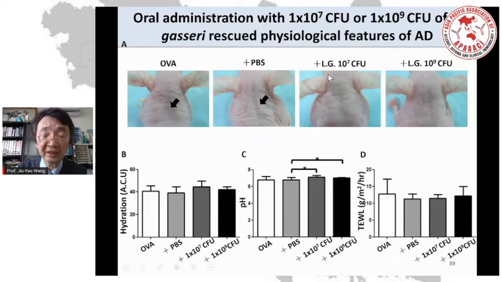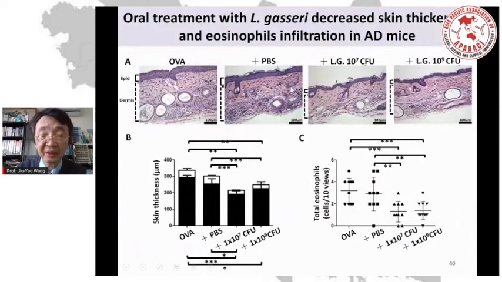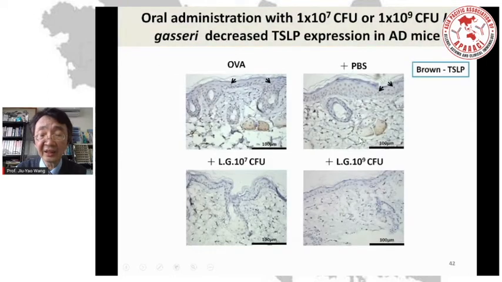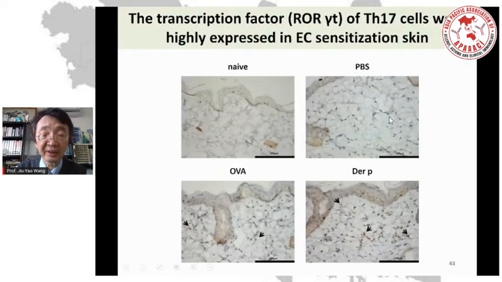And when we used Lactobacillus gasseri at 10 to the 7 dose of probiotic, you can see the skin has become more smooth, and transepidermal water loss is also decreasing. You can see the skin thickness and the epidermal skin fold thickness also decreasing. And you can see the eosinophil infiltration also decreases after the mice have been given the Lactobacillus gasseri. And then the others, such as NAM green and TSLP, also decreased after probiotic treatment, and also Th17 cells decreased.